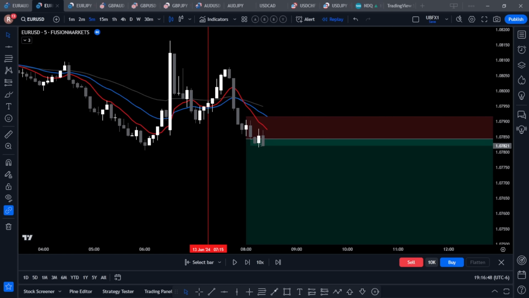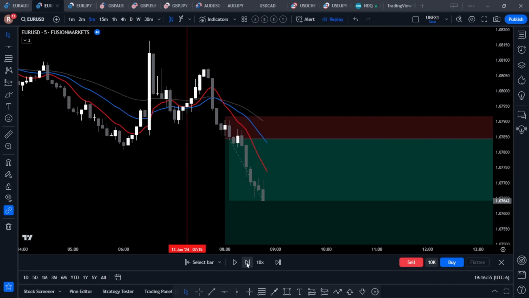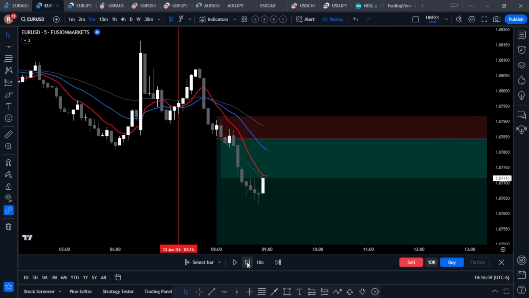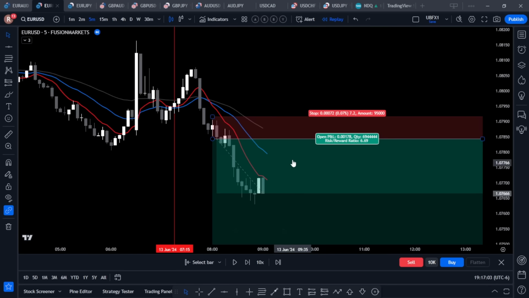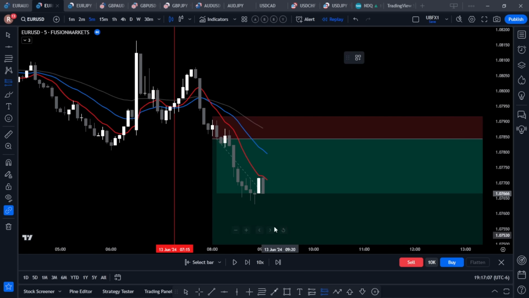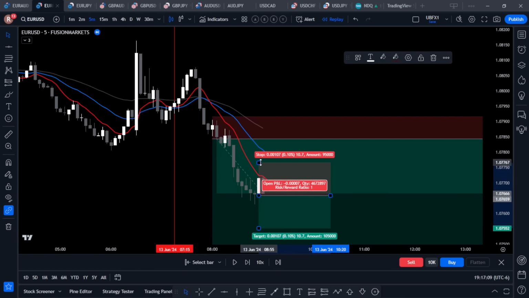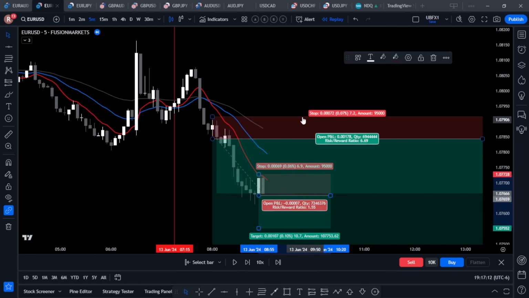So let's get rid of the markings, and we'll continue to move this forward a little bit. So this is starting to look pretty nice. This could be the trade that we're looking for. So now we've got a second opportunity. We've got a short opportunity underneath this white candle. The stop loss is going to go above that white candle.